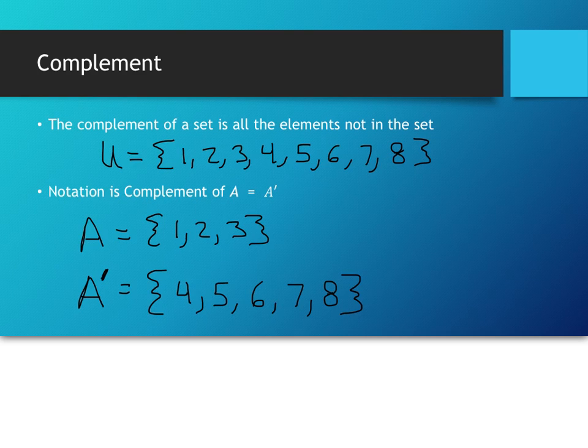And you can see here, if I look at A and its complement and throw them together, you're going to get the whole universe. The complement of A is everything in the universe that's not in A.